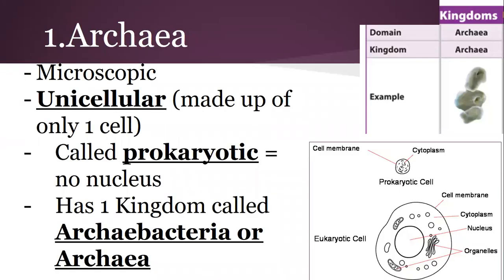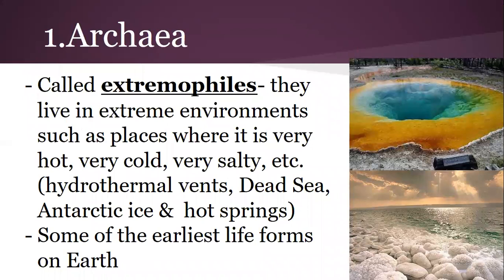Domain number 1, Archaea. These are unicellular. In other words, they're only one cell. They are prokaryotic. It means that they have no nucleus. They are a very simple organism that lives in extreme environments. They're called extremophiles because they basically live anywhere where a bacterium would die.